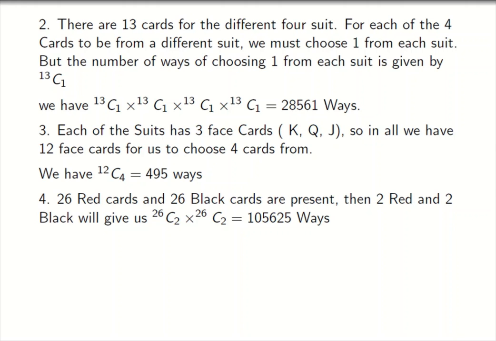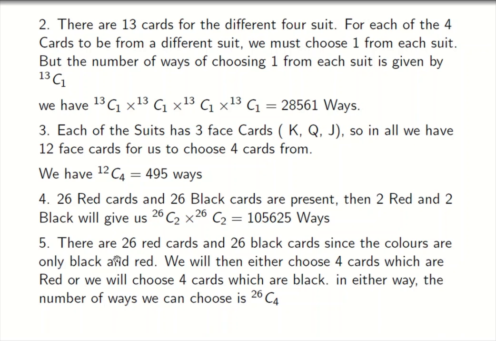If you can bear with me, we have two red suits and two black suits. I mean, two of the suits, I've forgotten which, have red color and two of the suits have black color. This means that we have in total 26 red cards and 26 black cards. Then two red and two black will give us what? Selecting two from 26, that will be 26 combination 2 times 26 combination 2. And this will give me 105,625 ways.